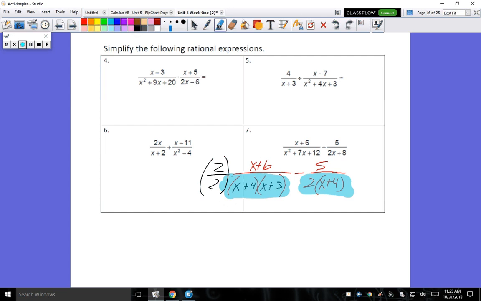Now it has the 2. What does the second one need? X plus 3. But we need to do it on top and bottom, right? Because it's a form of 1. So it'll be x plus 3 over x plus 3.